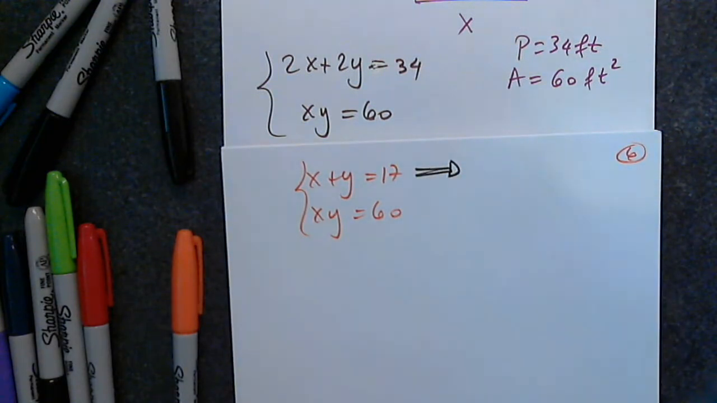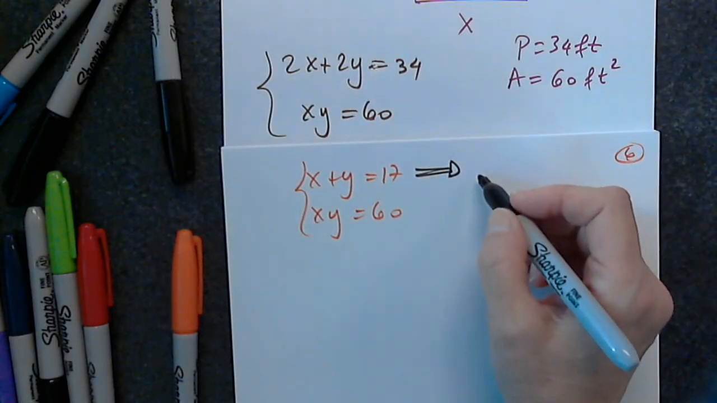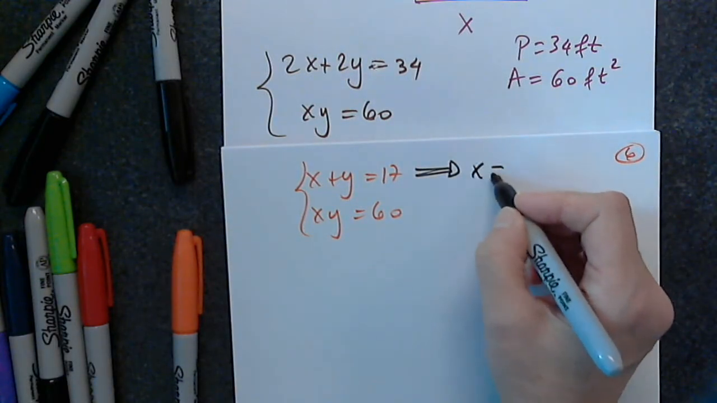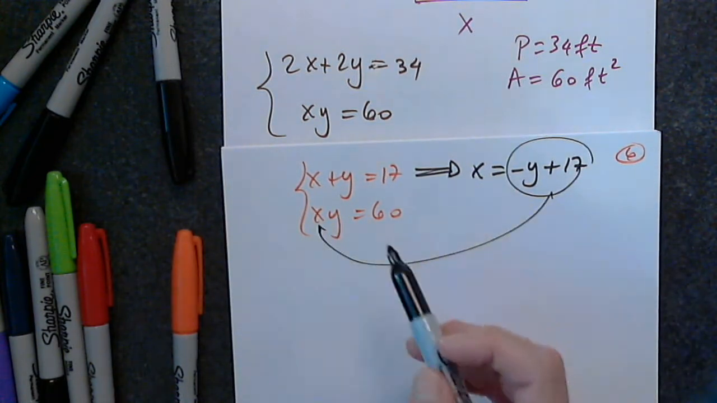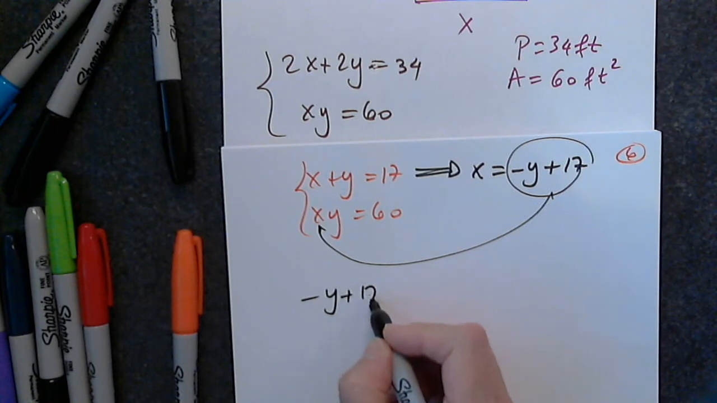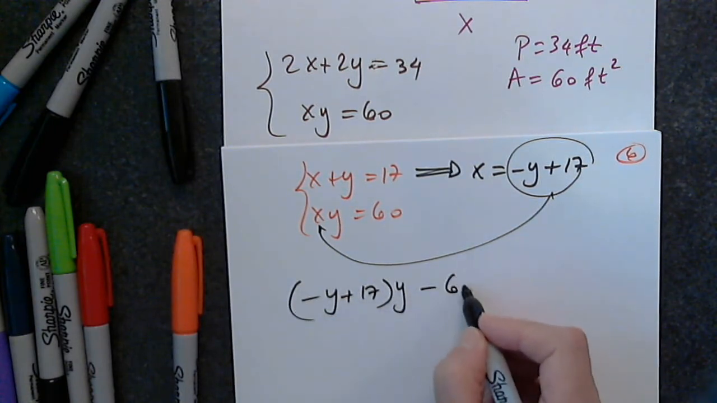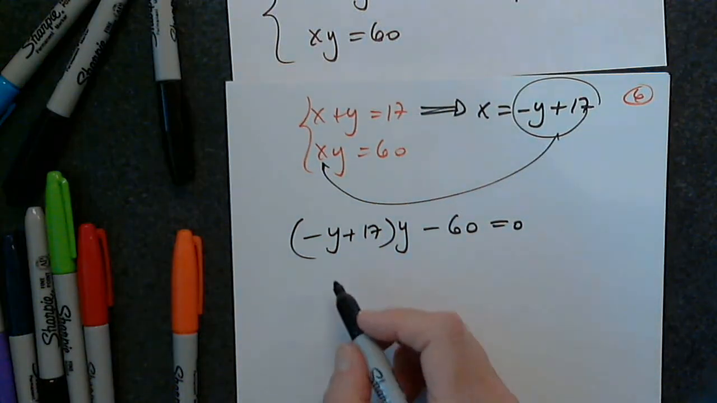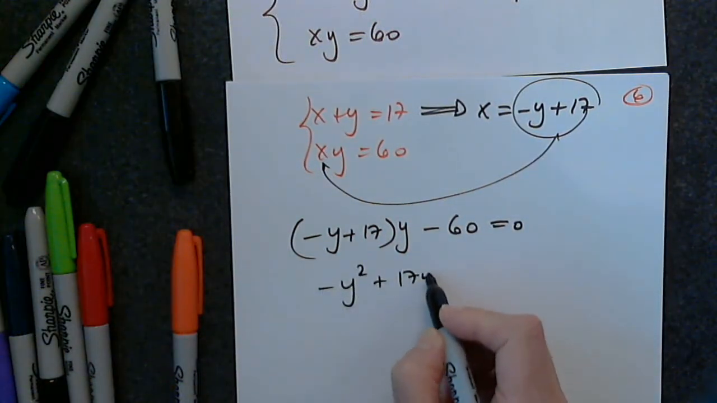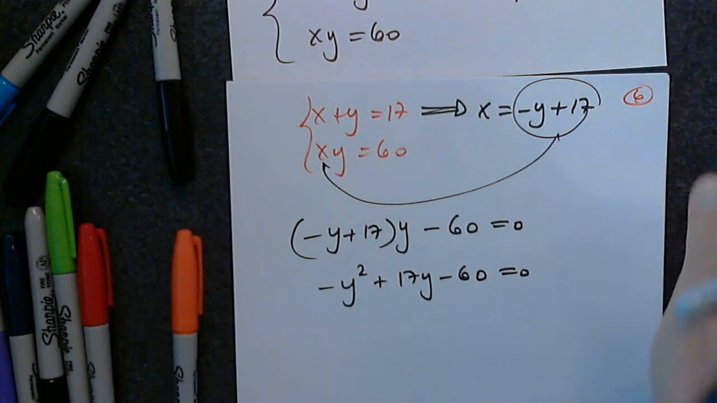Let's solve either for x or for y, the first one. Which one? X. Very good. x equals negative y plus 17. All I have to do is just plug it in. So (negative y plus 17) multiplied by y minus 60 equals 0. In descending order, negative y squared plus 17y minus 60 equals 0.